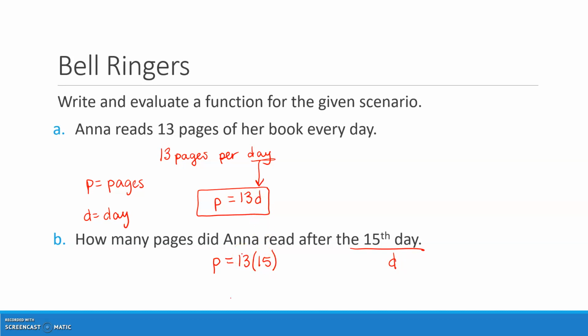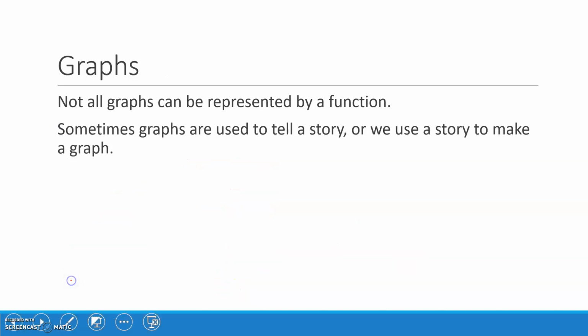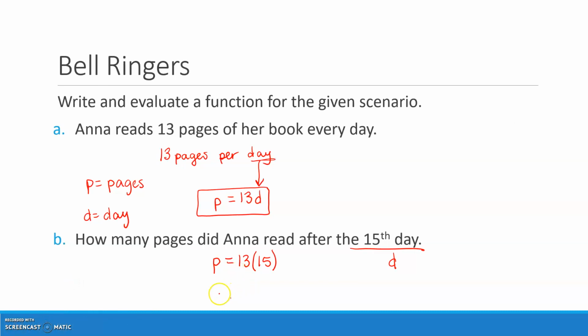And when we do 13 times 15, 13 times 15 is 195. So since this is a word problem, we want to answer it with a full sentence, and we're going to say, Anna read 195 pages.